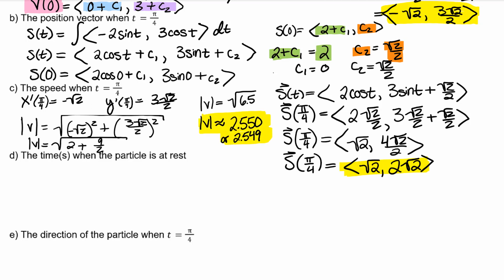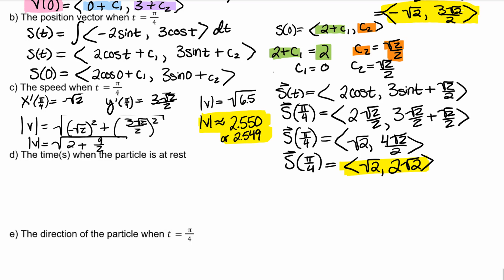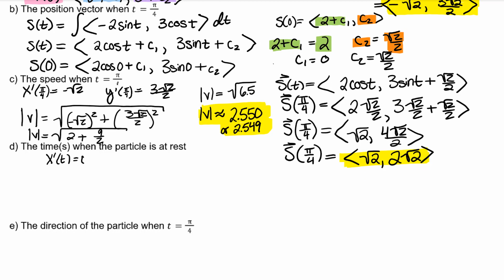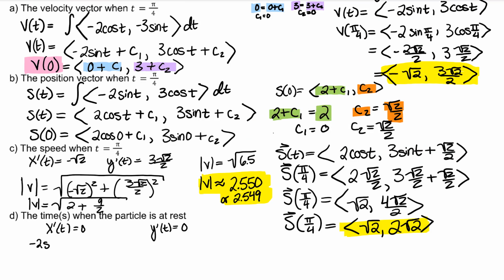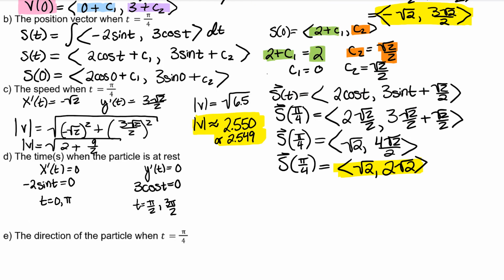The times when the particle is at rest is when the velocity is equal to 0. Because there is no overlap in our t values, this particle is never at rest.